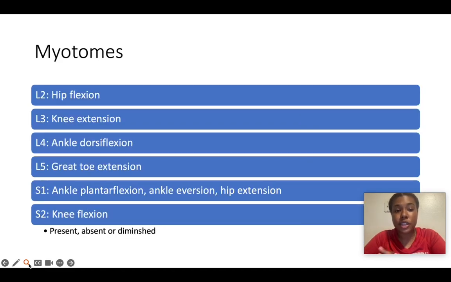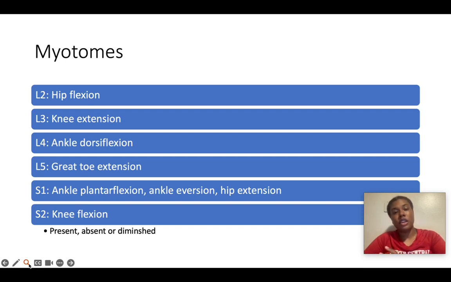The next thing we're going to do is look at the myotomes. We're looking at the strength of the patient, through L1 through S2. L1 and L2 are hip flexion. L3 is knee extension. L4 is ankle dorsiflexion. L5 is great toe extension. S1 is ankle plantar flexion, eversion, and then hip extension. And then S2 is knee flexion.